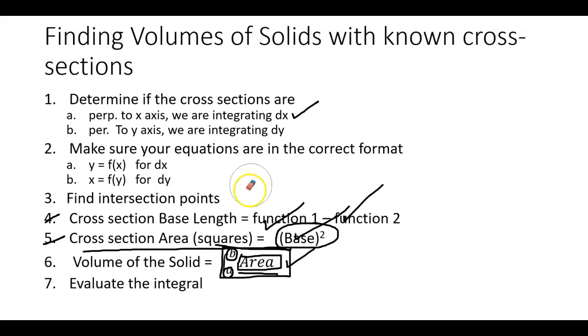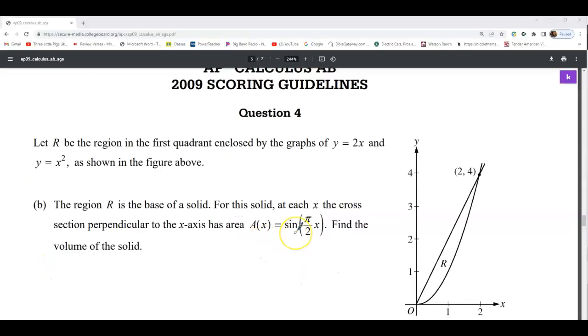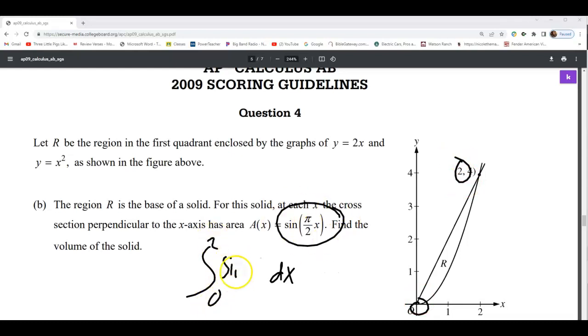But the point is that steps 4 and 5 is how you find the area of the cross-section, but we don't need to because they gave us the area of the cross-section. So we're integrating with respect to x, and we're going from x equals 0 to x equals 2, and they give us the area of the cross-section, and that's it.